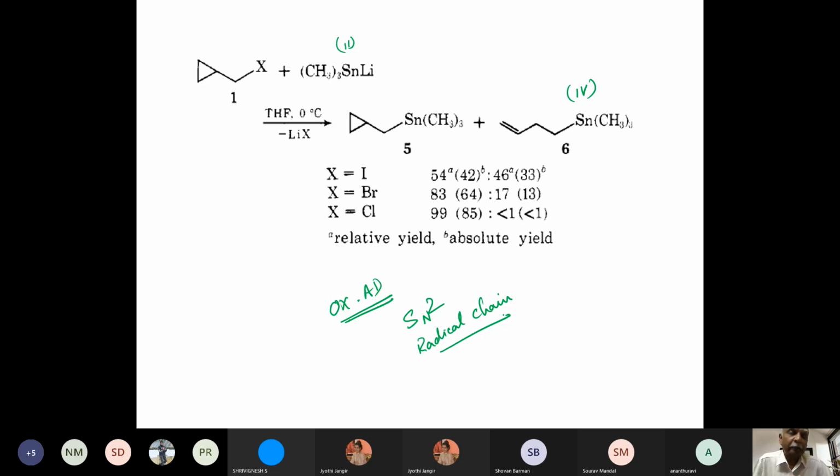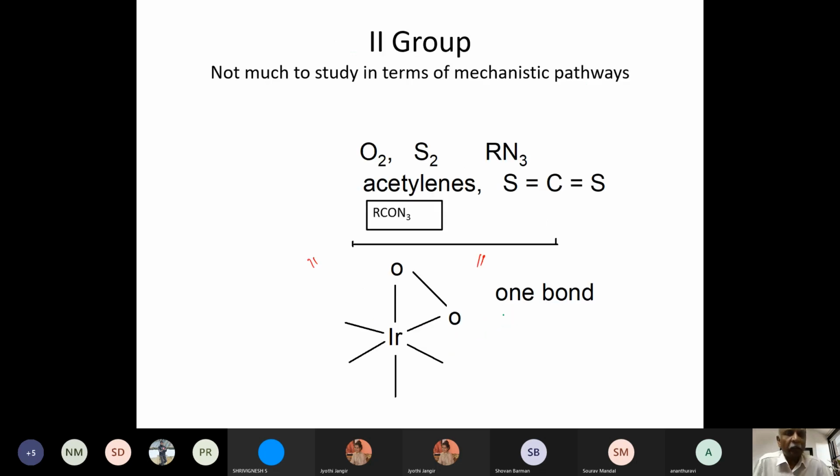Now, I told you that this is primarily the case with species which are adding on to alkenes. So group 1 consisted of all the addenda that can add on to alkenes. Now there are two other groups, and we can ask the same questions about group 2 and group 3. Unfortunately, group 2 and group 3 have much less mechanistic studies for some obvious reasons and some reasons which are just practical reasons.